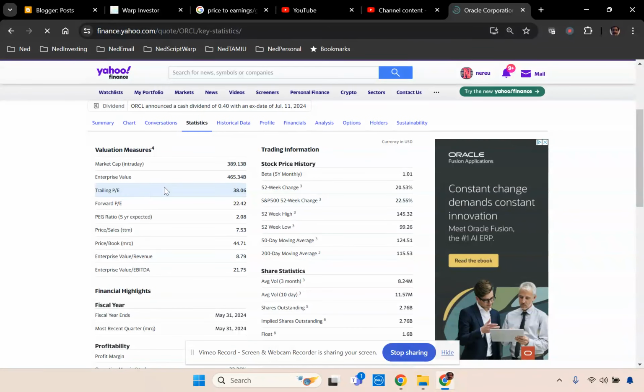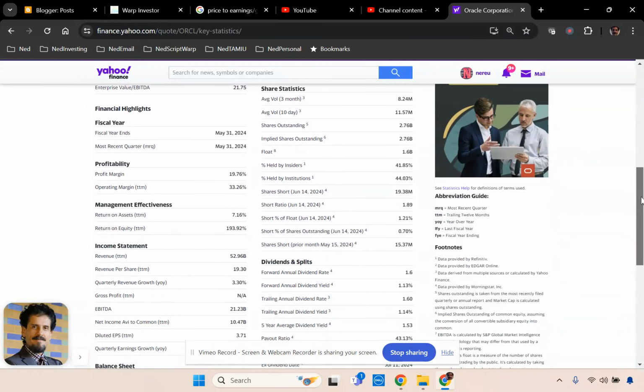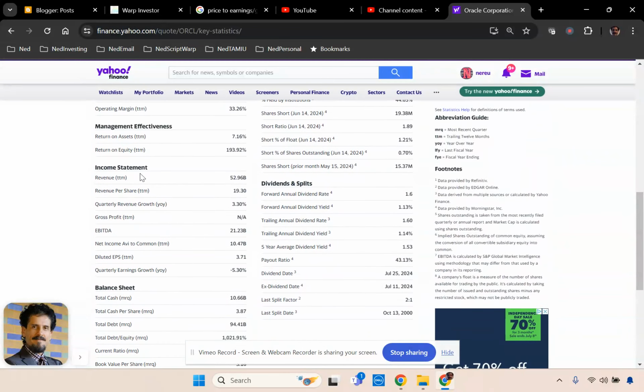The current PE is 38, right? So let's see if this is properly valued. The current PAG ratio is 2. So 38, 2. And let's see recent growth. Recent revenue growth is 3.3%. Recent earnings growth is negative.